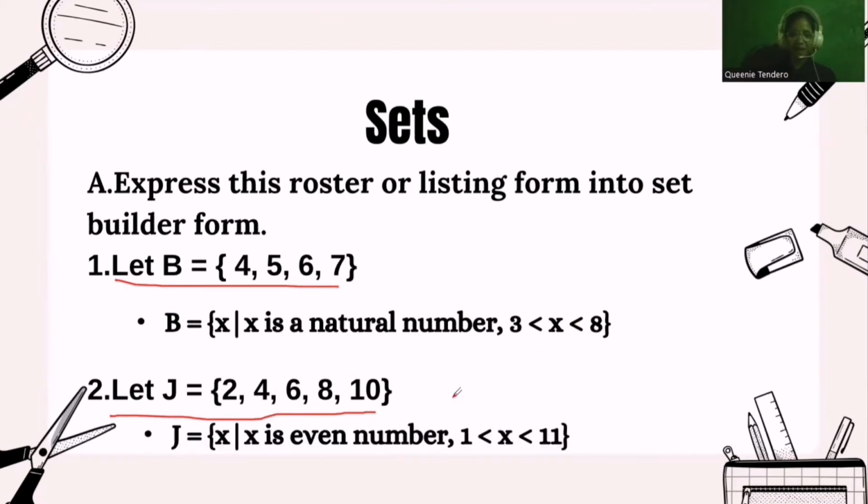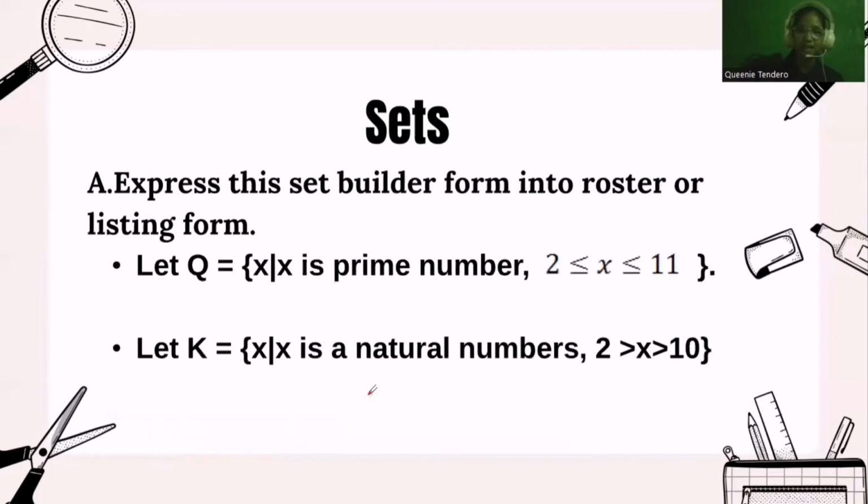Very good, Miss Yanong. So Miss Yanong's answer is the set J containing an element X such that X is an even number, where X is greater than 1 and less than 11. As you can see, we have here 2, 4, 6, 8, and 10. So it is really an even number. Very good, Miss Yanong. So next, please read, Miss Intia.